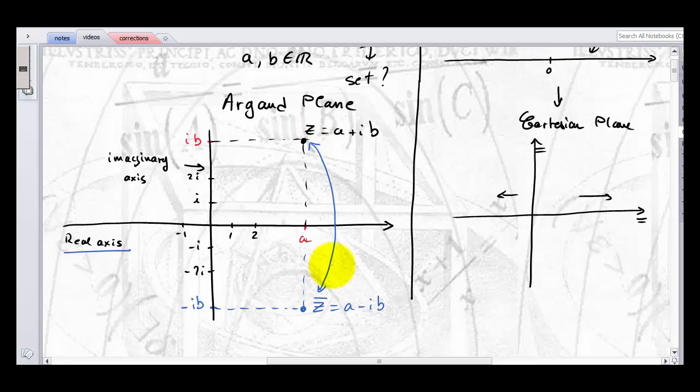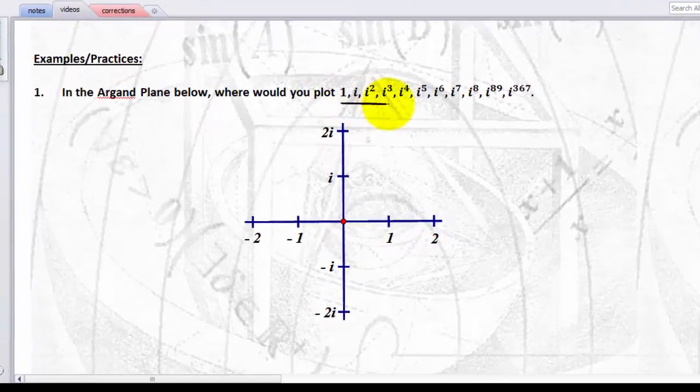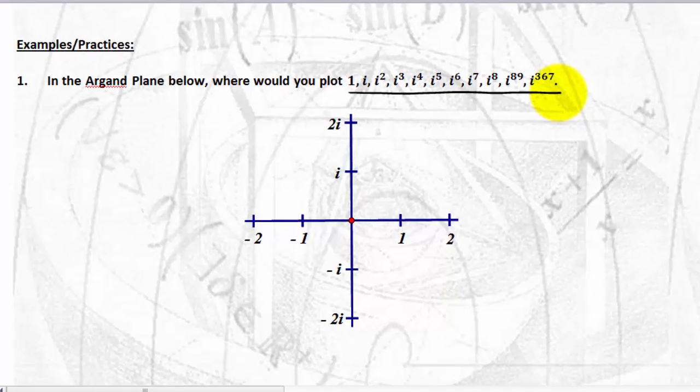Let's go through the first example to see another geometrical aspect of complex numbers. So here's the Argand plane, and I want to plot these complex numbers right here. Let's start. Well, I know where 1 is. 1 is right here. That's 1. And I know where i is. It's right here. I got i. Where's i squared? Well, i squared is -1. So here is i squared right here.